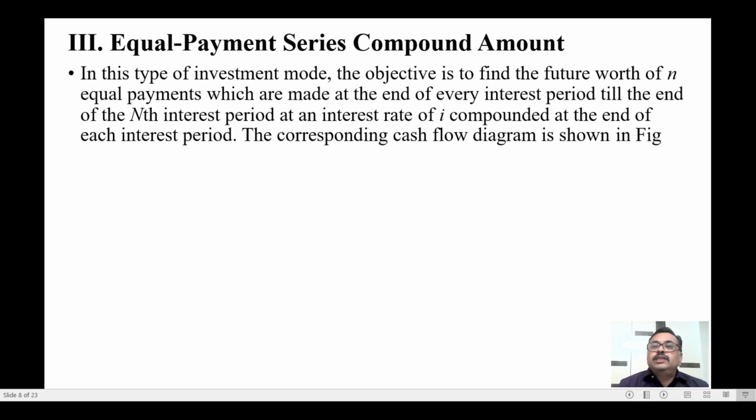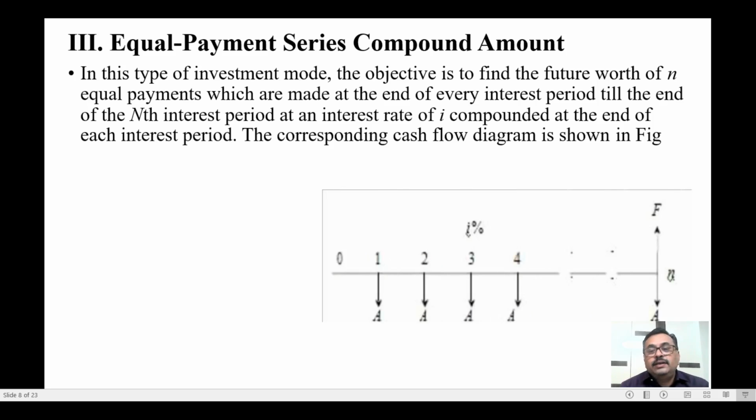The objective is to find the future worth, that is N equivalent payments, which are to be made at the end of every interest period till the end of the nth interest period at an interest rate of I compounded at the end of each interest period, that is 1 year it may be. The corresponding cash flow diagram is as shown below.